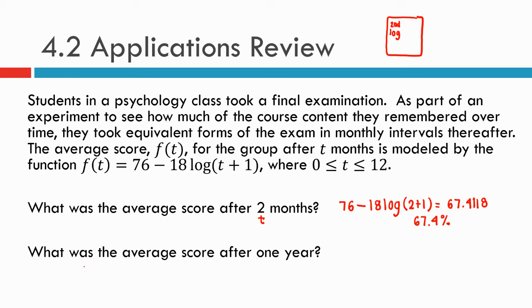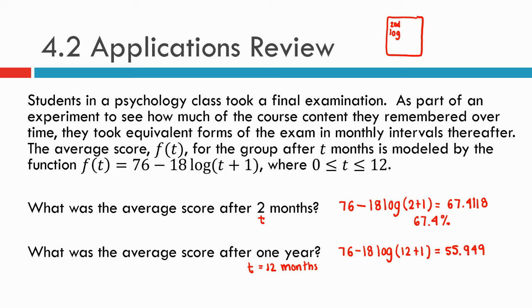In the next part, when it says, what was the average score after 1 year? Well, hopefully we're okay with the fact that 1 year is 12 months. So instead of using 1 for T, I actually need to use 12. But we're using the exact same model here. So you want to type that in exactly how you see it. And in the calculator, you should be getting 55.949 and so on and so forth.